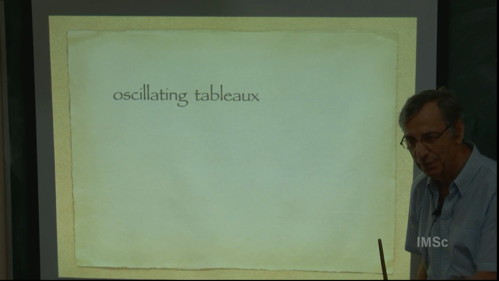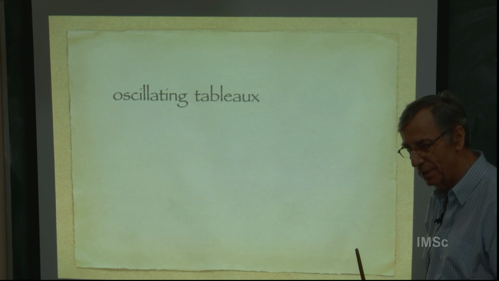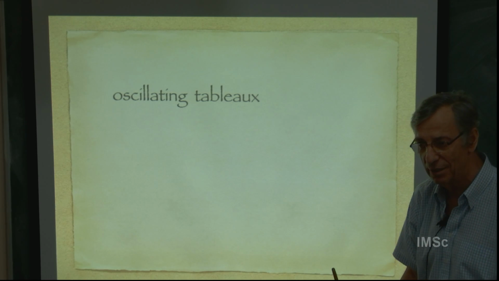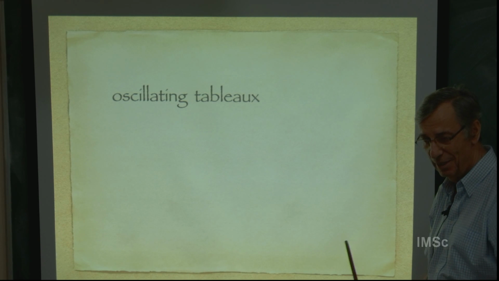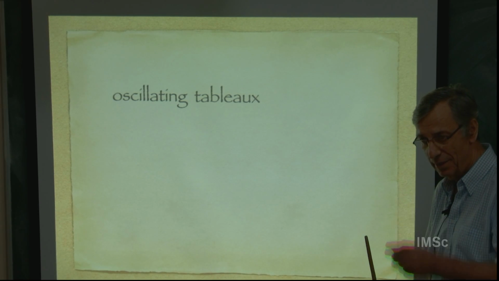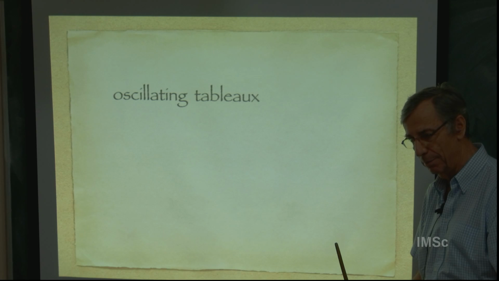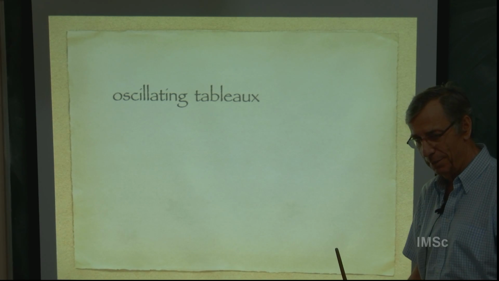It's a sequence of standard Young tableaux such that each tableau is obtained from the former by adding a cell or deleting a cell. So it's a path in the Hasse diagram of the Young lattice. And I'm going to take oscillating tableaux starting from the empty tableau and finishing in the empty tableau.